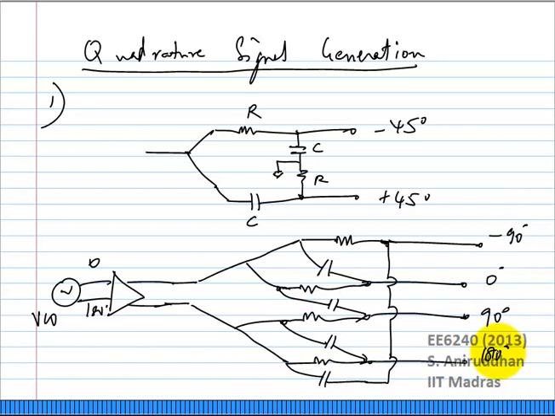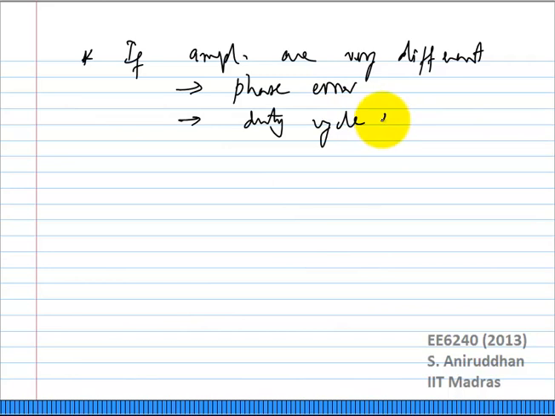Instead of using 2 RCs, we are going to use 4 RCs, right? We are basically going to split each one of these, 0 and 180, into plus or minus 45. This can easily give you 0, 90, 180, 270. This is called a polyphase filter, by the way. What was the problem with the polyphase filter? We have seen this earlier. You can get duty cycle errors.